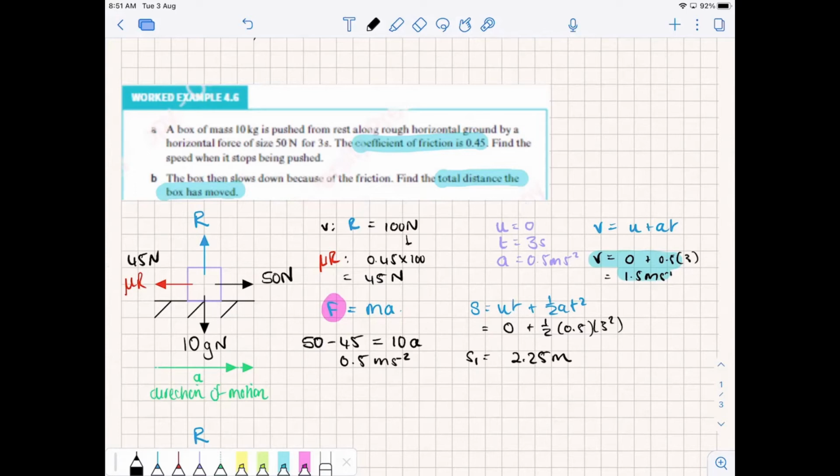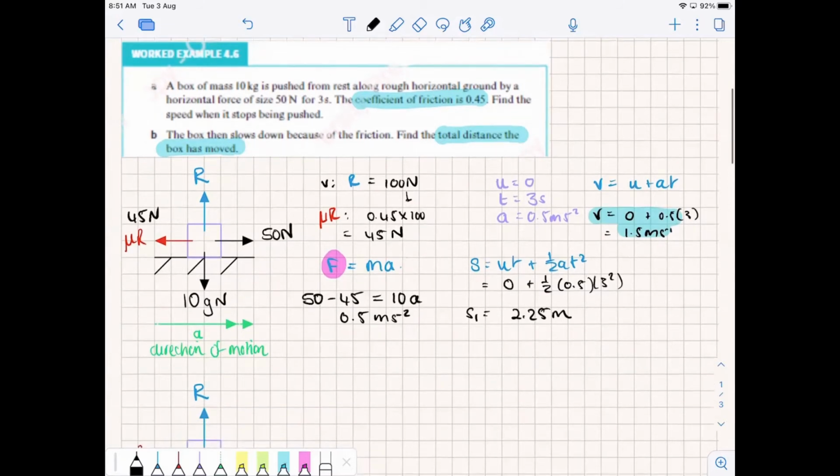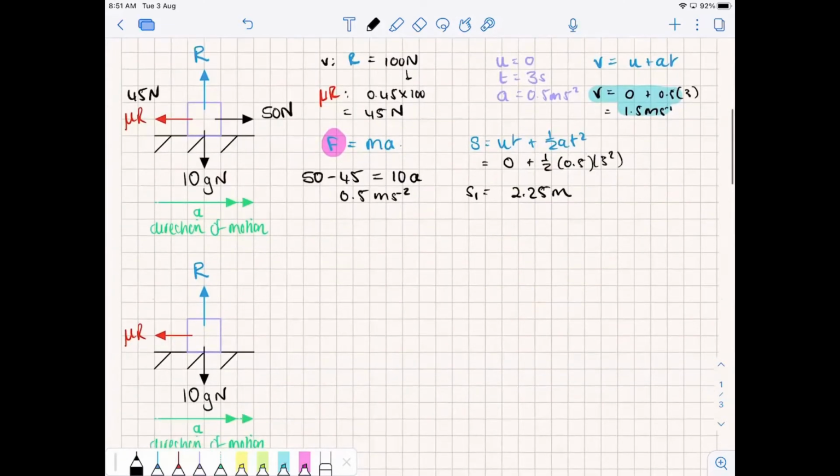After 3 seconds, I stopped applying the force. So now everything's changed. I need to redraw my diagram, though I don't actually have to redraw very much. All I need to do is remember that now this force over here is gone. There is no more force in that direction. I've stopped pushing the box. But the process is going to be exactly the same.